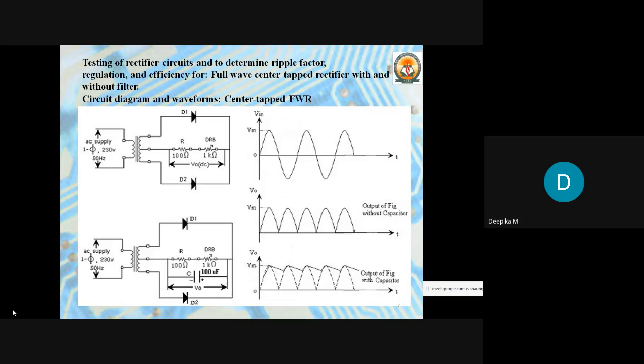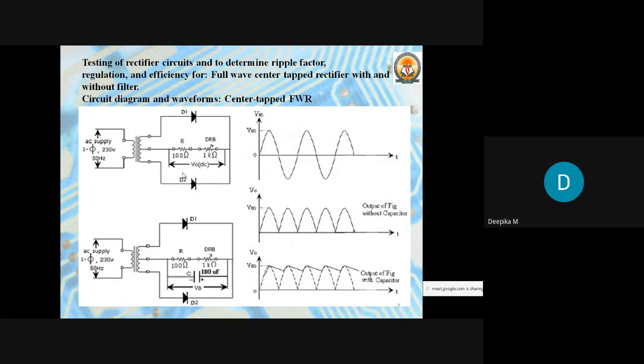Now coming to this, the apparatus required for this kind of circuit is a step down transformer with a center tap in the secondary. We also need two diodes, a resistor of 100 ohm rating, and the DRB box. DRB represents the decade resistance box. I'll repeat it again: DRB means the decade resistance box.